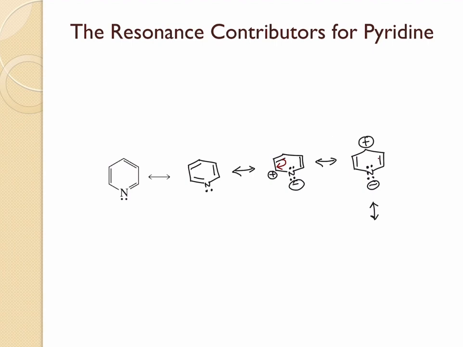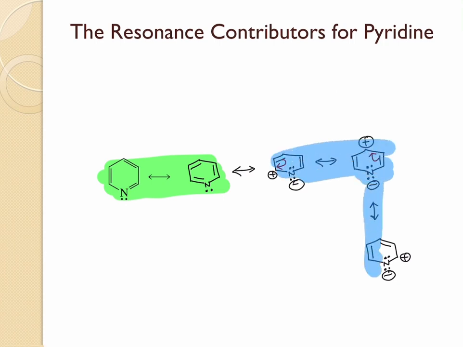Now again, for the last resonance contributor, we are going to shift these electrons here. So now it will be this carbon's turn to have the positive charge. So here are the resonance contributors of pyridine. And as you can see from here, these are identical to what we have seen in the case of benzene. And these resonance contributors are brought in because of the electron withdrawing nitrogen atom.